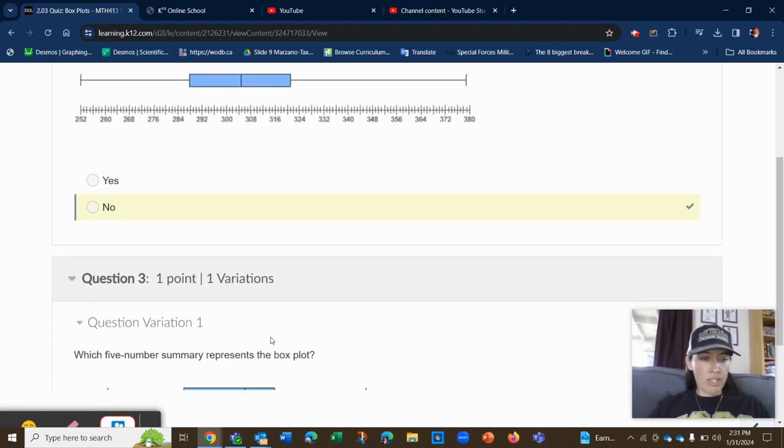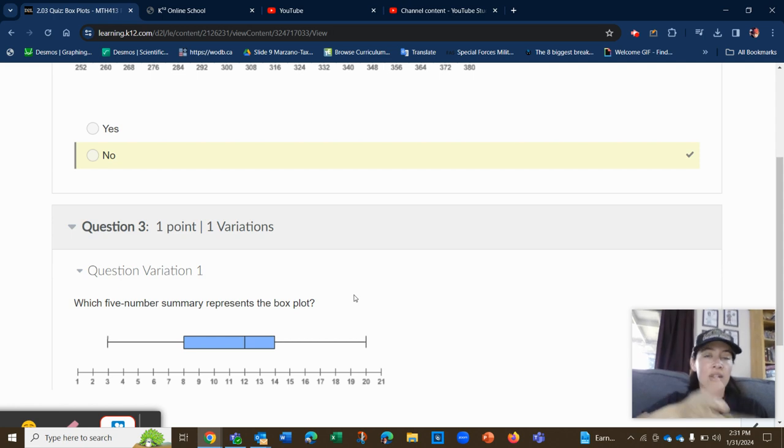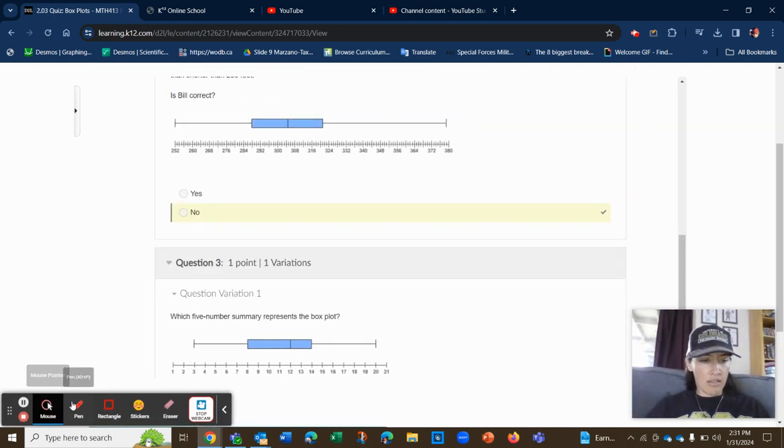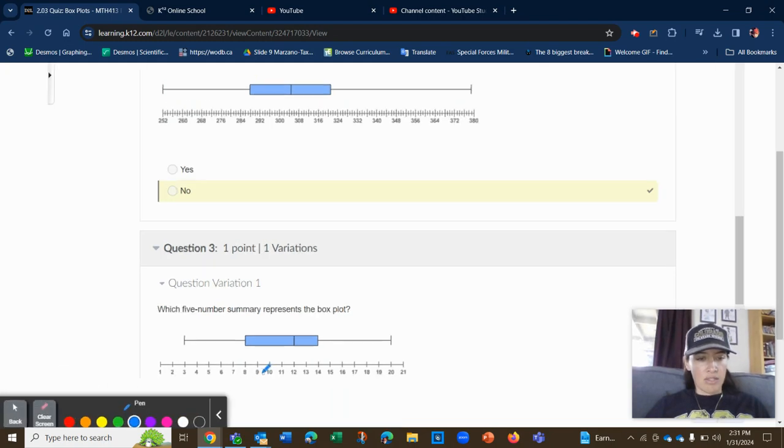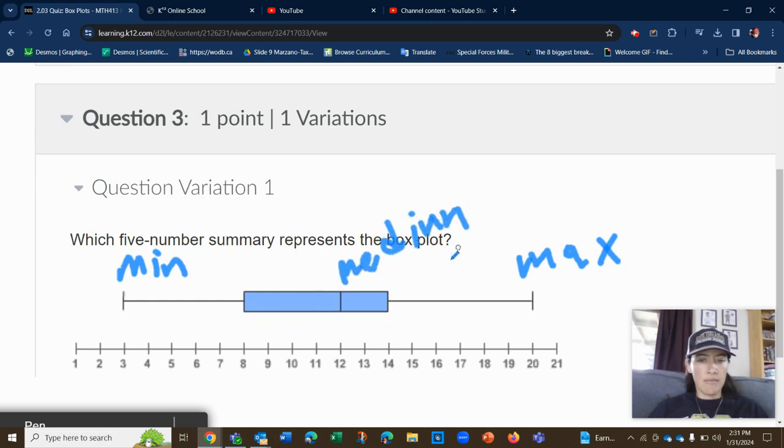Okay. Which 5-number summary represents this box plot? Woohoo! So we have a min, we have a max, we have our median, we have Q1, and we have Q3. So let me draw that so that you can have a better idea of what's going on here. The 5-number summary includes the minimum, our smallest value, our maximum, our highest value. It includes our middle, or the median, and then we have what we call quartiles.